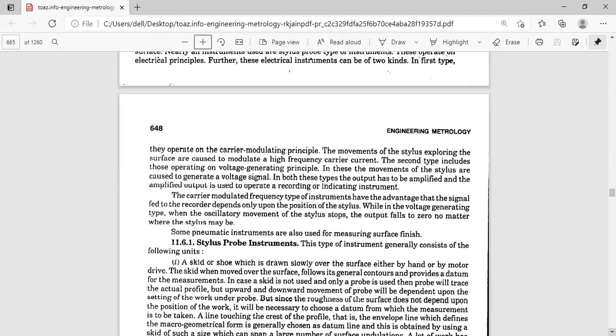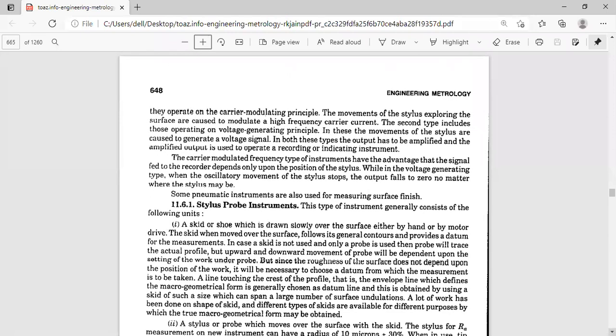And whenever the output falls to 0, no matter where the stylus is, it does not depend on the position of the stylus. That is the difference between the voltage generator type and the current generator type.